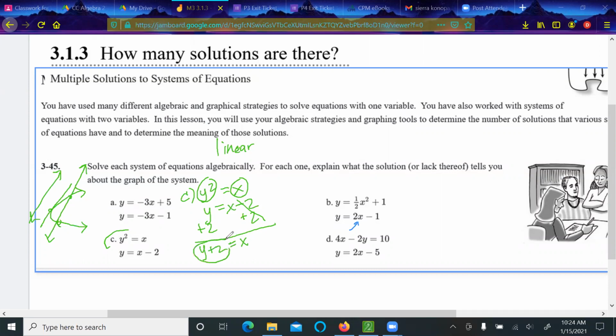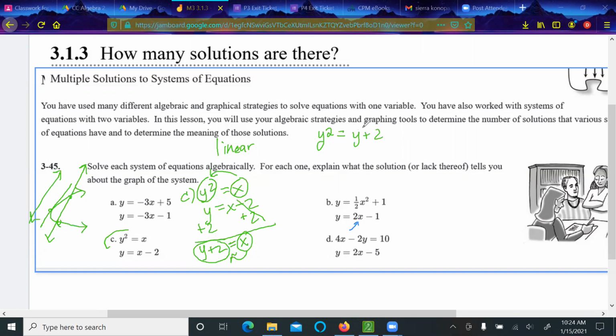Okay, why did I do that? Because I wanted basically to use the equal values method, right? So if x is equal to this and x is equal to that, can I use equal values now to set these two equal to each other? So we're going to get y squared equals y plus 2, because this was equal to x and that was equal to x. So they equal each other.